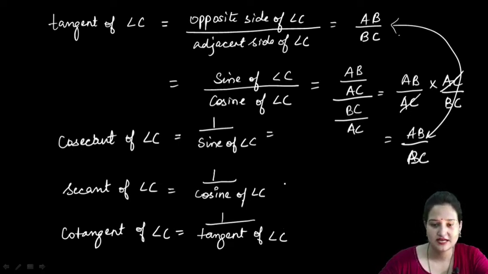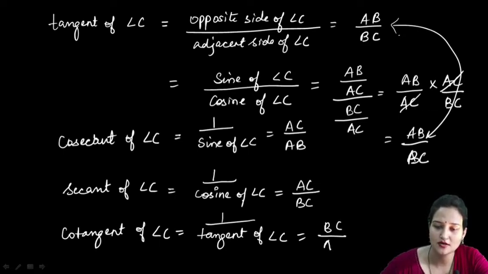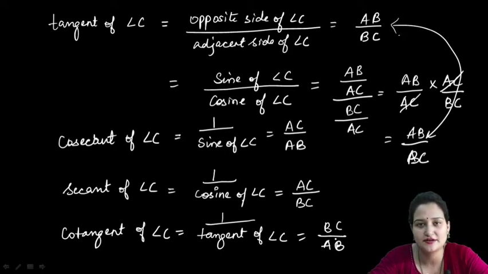So for the sides, we can take the relationship as, first one is AC upon AB. For the second one, that will be AC upon BC, and the third one will be BC upon AB. These were the trigonometric ratios that we have to study in these chapters. First, these are the sides with the relationship of angle C.